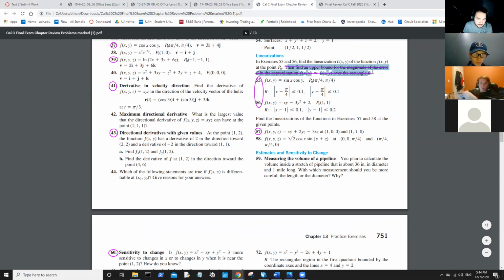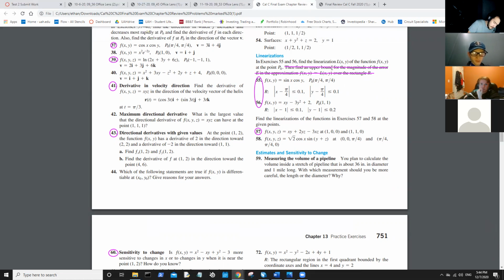Okay, so he crossed out this part. So this is useless. We're not doing this in these questions, which is nice because that looks dirty. All right, we'll just start with 55. This is plug and chug, so it's not a problem. F of x, y is equal to sine x cosine y. The last part is talking about linearization error and stuff like that, I think.